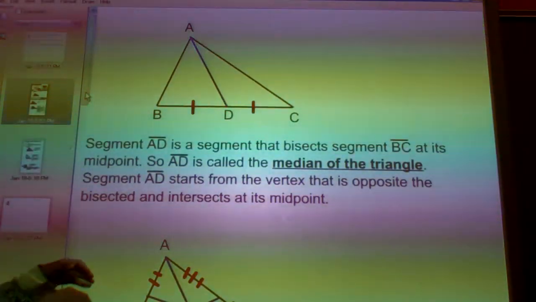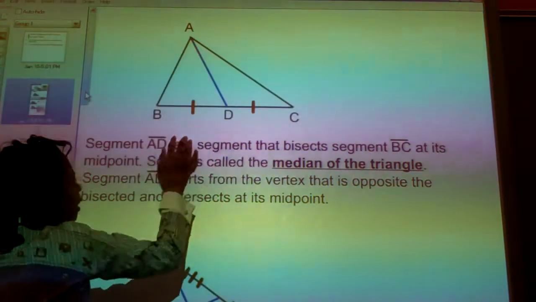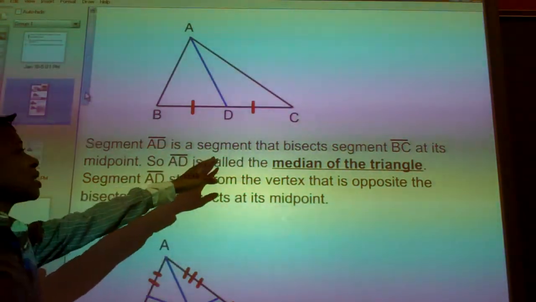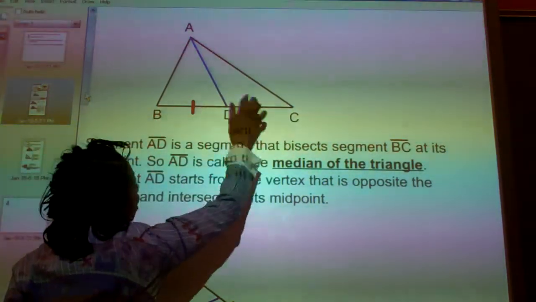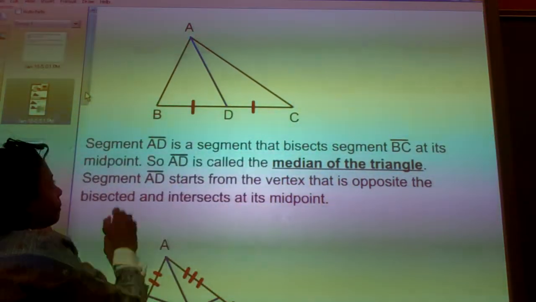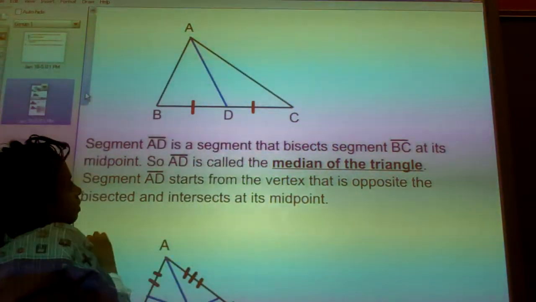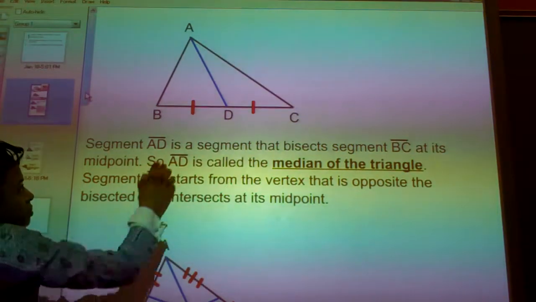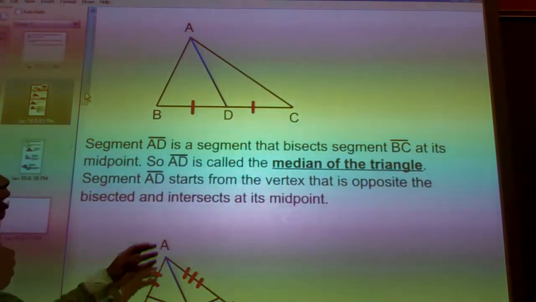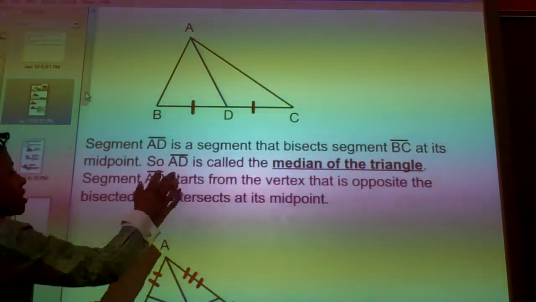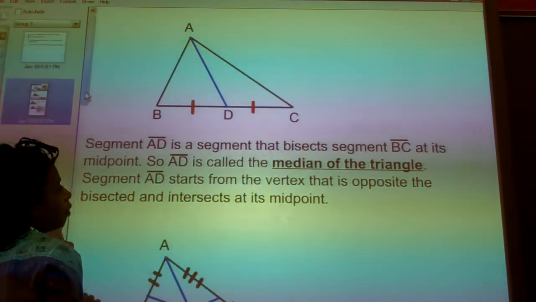To begin, I have triangle ABC, and I'm looking at segment AD. Segment AD is a segment that bisects segment BC on triangle ABC. Remember, the word bisects means in half. Therefore, BD is congruent to CD. It's bisecting at the midpoint, so segment AD is called a median of the triangle.